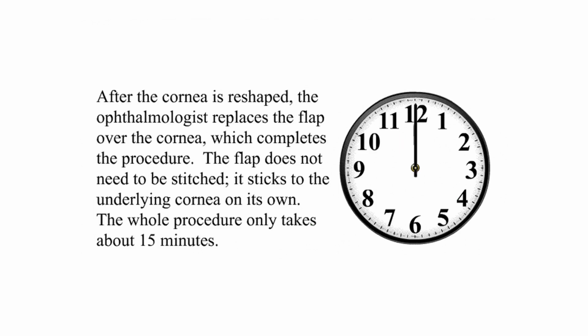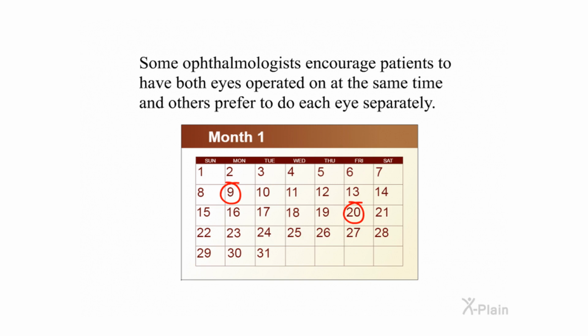After the cornea is reshaped, the ophthalmologist replaces the flap over the cornea, which completes the procedure. The flap does not need to be stitched. It sticks to the underlying cornea on its own. The whole procedure only takes about 15 minutes. Some ophthalmologists encourage patients to have both eyes operated on at the same time, and others prefer to do each eye separately.